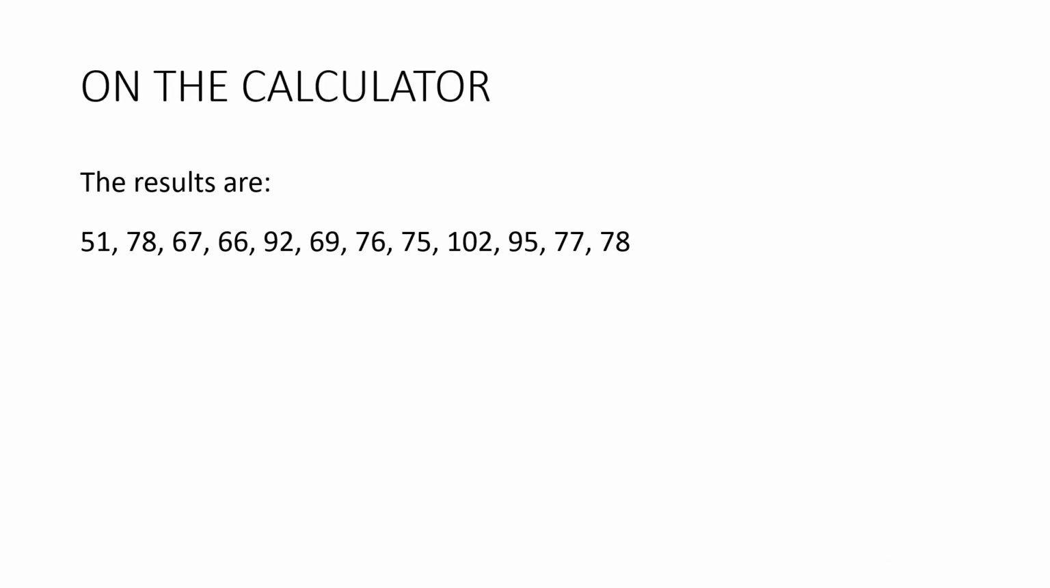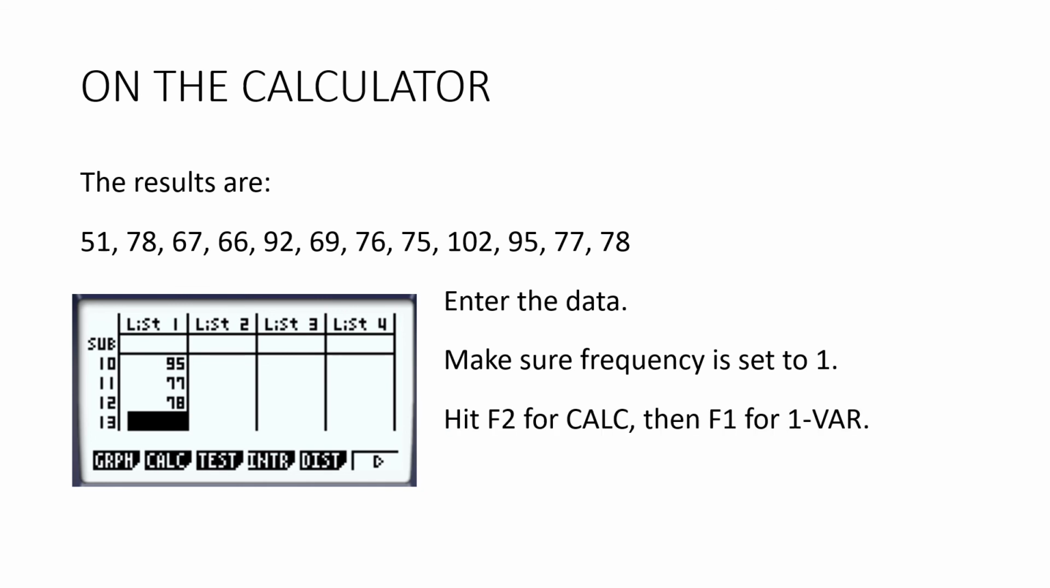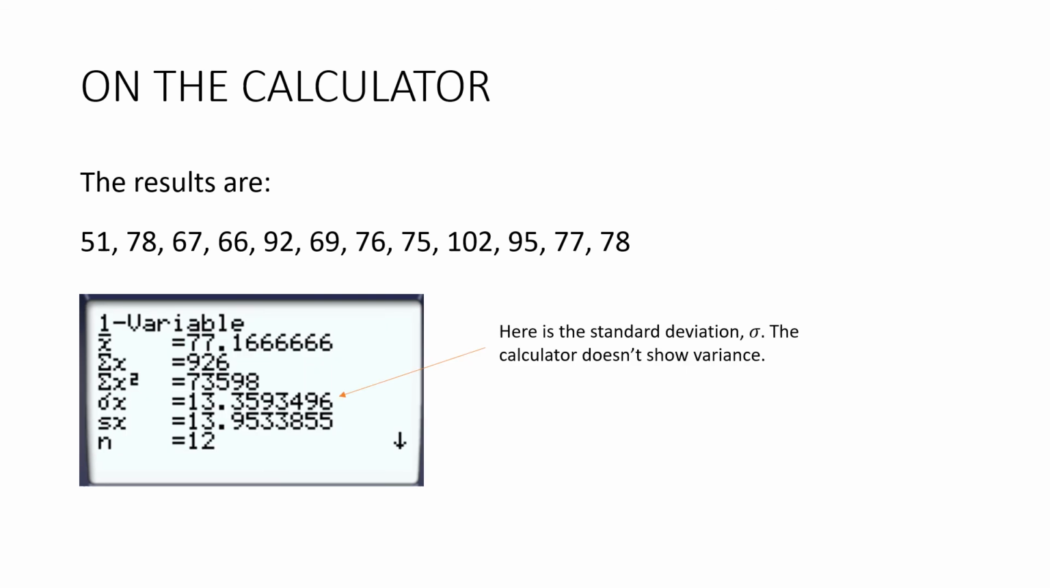But of course, we're probably going to use our graphics display calculator. Just like before, we enter the data into list 1. We want a frequency of 1. And then we go into calc, which is F2, and hit F1 for one variable. And here's the standard deviation here, 13.36. It doesn't show variance, so if you want variance, you're going to have to square that. There's a difference between these two. This is the population standard deviation, which is the one that we're going to use. SX is a sample standard deviation. You will find some textbooks do refer to this, but in an exam, we're only interested in the population standard deviation.